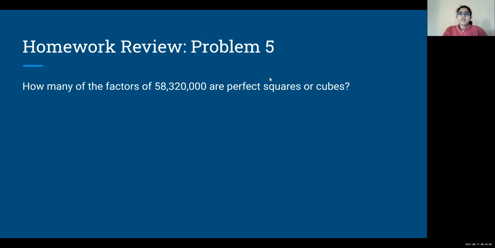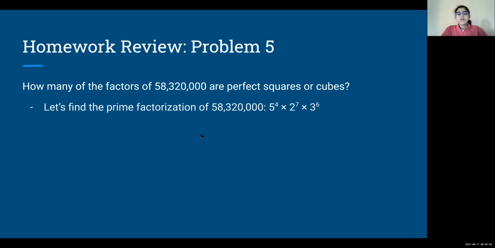And then how many factors of 58,320,000 are perfect squares or cubes? So in the chat, please type your answers. And a lot of people missed this problem. Much of the time you didn't show work, so I don't actually know why, but yeah.